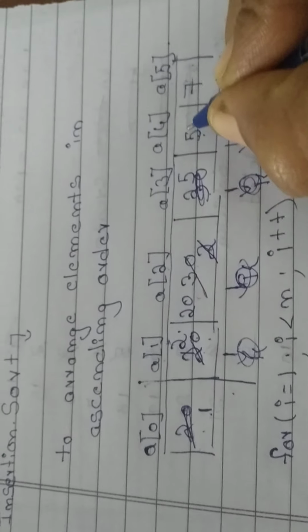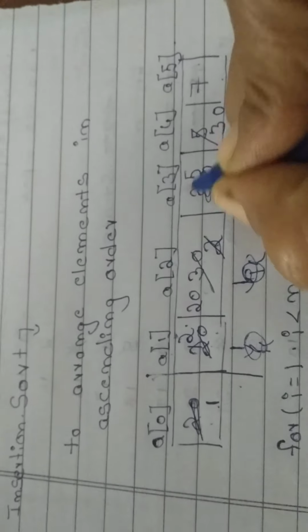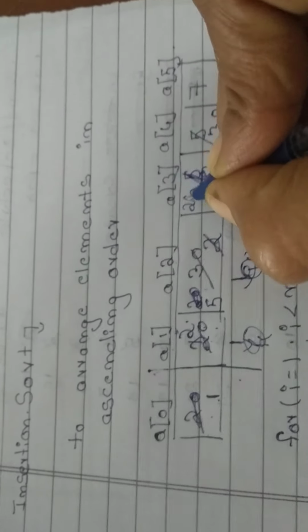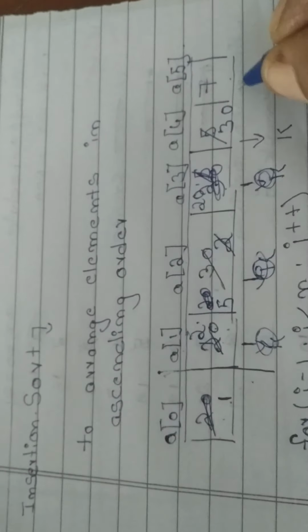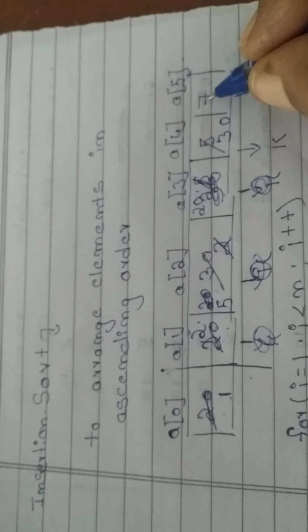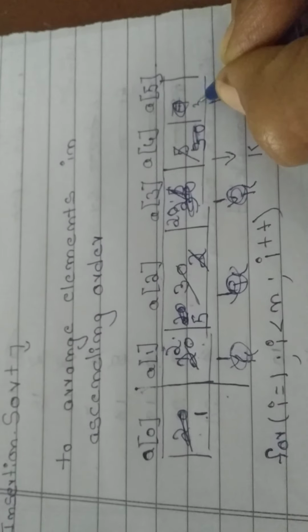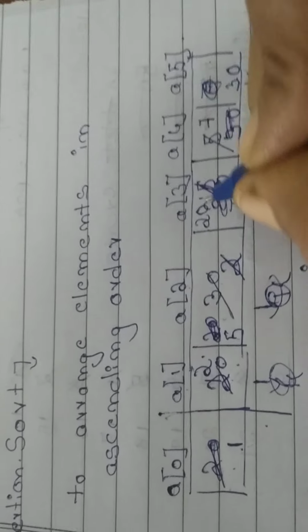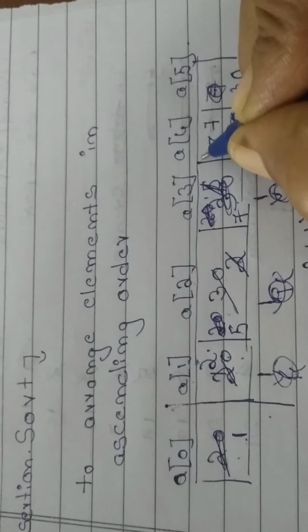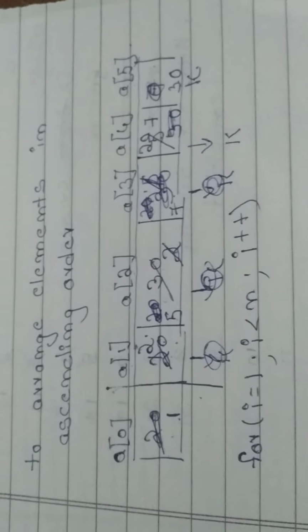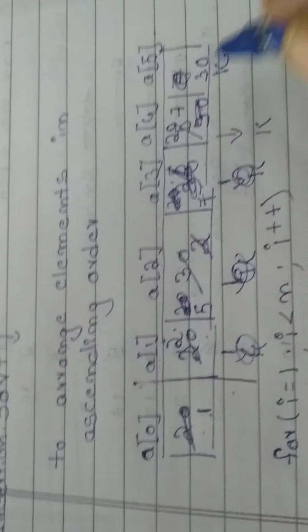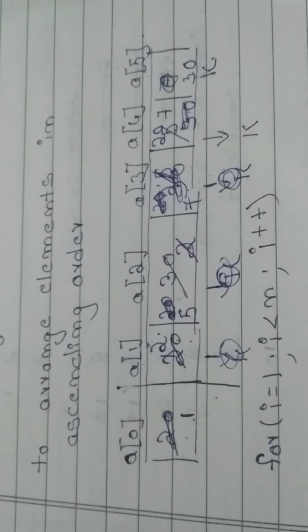Now 5 will come, 30 will come here. Compare with this. 5 will come, 20 will come here. Compare with this. It's in proper order. Now this is the key element. Compare. 30 will come, 7 will come here. Okay, compare. 7 will come, 20 will come here. Compare. 1, 2, 5, 7, 20, 30. It's fine now. That is how it takes place.